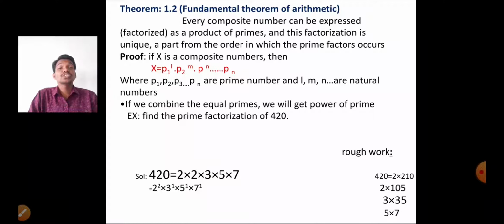Here how many 2s are there? Yes, two 2s, so we write 2 square. How many 3s are there? 1. How many 5s are there? 1. How many 7s are there? 1. So these factors we have to write as a product of primes. Are you clear? Go to the next slide.